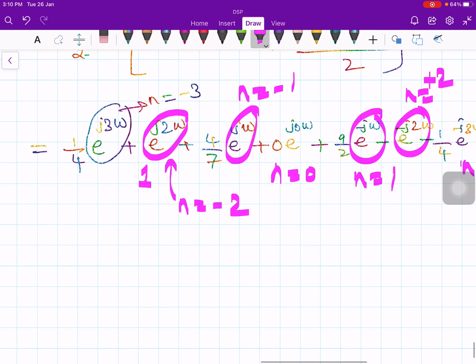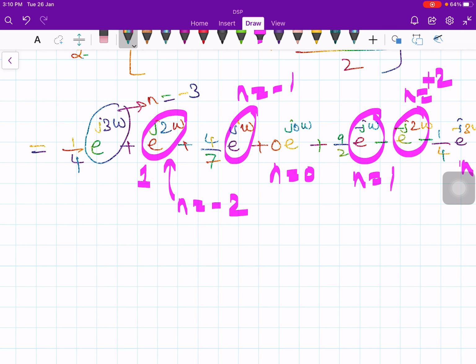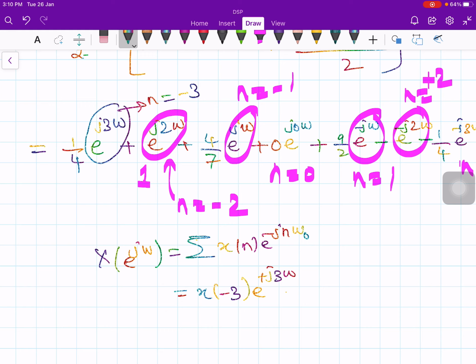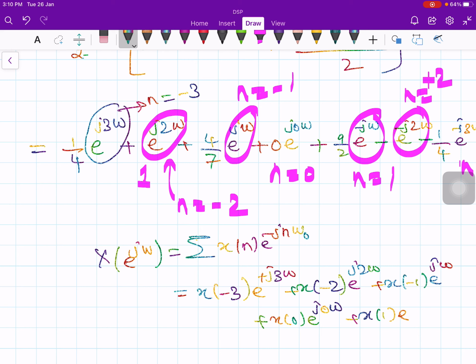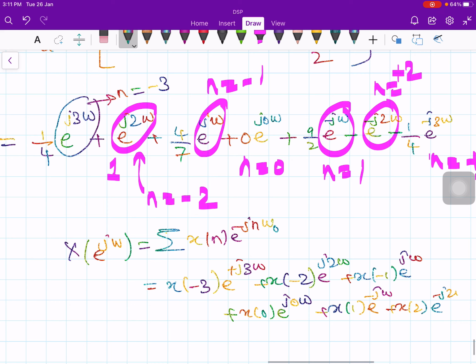These coefficients are nothing but x of n, because what is your DTFT? X of e to the j omega is equal to summation of x of n e to the minus j n omega, right? So if you expand this: x of minus 3 e to the j3 omega plus x of minus 2 e to the j2 omega plus x of minus 1 e to the j omega plus x of 0 e to the j0 omega plus x of 1 e to the minus j omega plus x of 2 e to the minus j2 omega plus x of 3 e to the minus j3 omega.